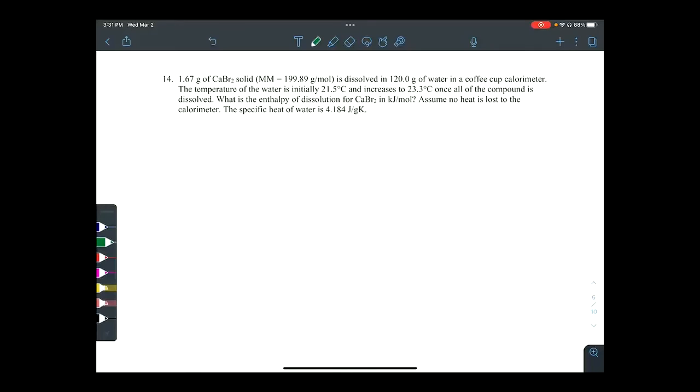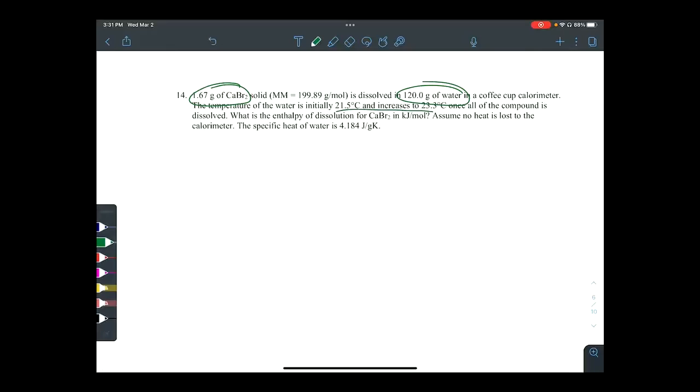So, we are dissolving a salt in water. We have calcium bromide, we're dissolving it in water, and we see the temperature of the water increase. So right off the bat, you can predict the sign of delta H, because that's what we're calculating here, the delta H of dissolution of this substance. If the temperature of the water increases, is the dissolution process exothermic or endothermic? Exo, so delta H will have what sign? Negative.